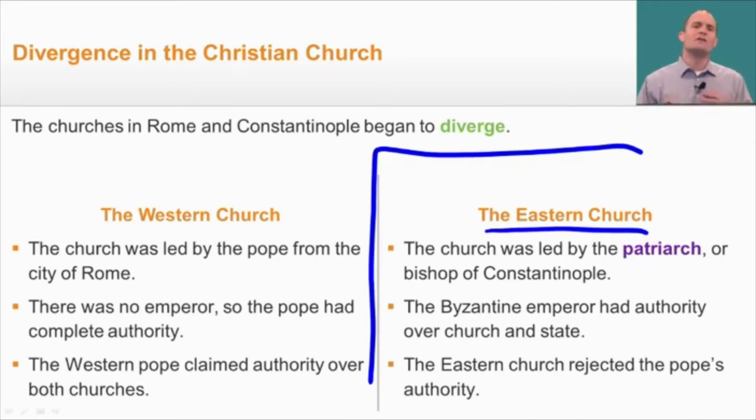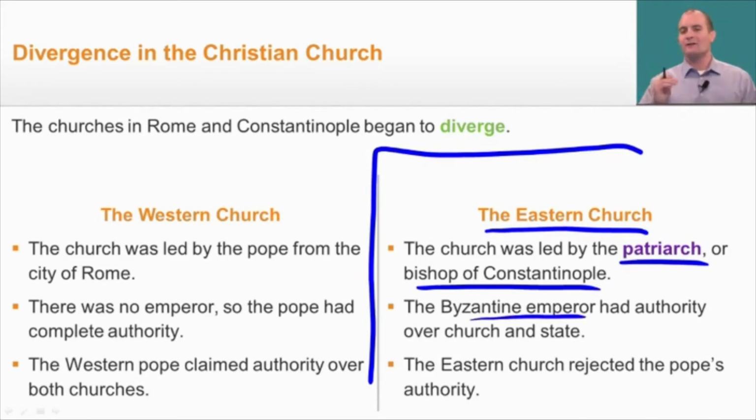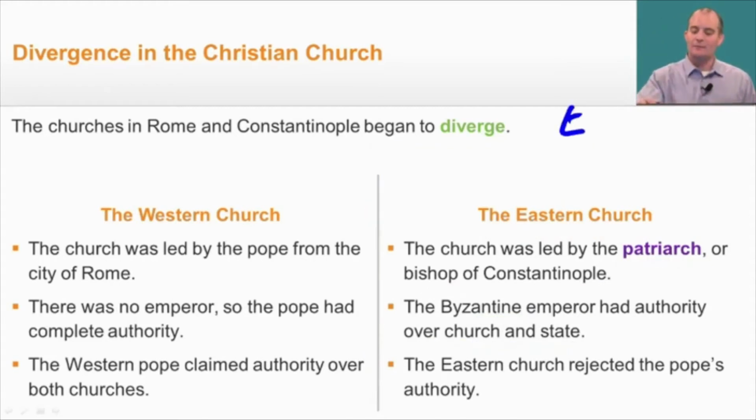Now, it was much different from the Western Church. The Eastern Church was led by a patriarch, or a bishop of Constantinople. And that patriarch, the person in charge of the entire Eastern Church, was under the authority of the Byzantine Empire, under Justinian, for example, who had authority over church and state. So you had the emperor, and he was over the patriarch. However, in the Western Church, you had the Pope, and he was over all of the different kings.